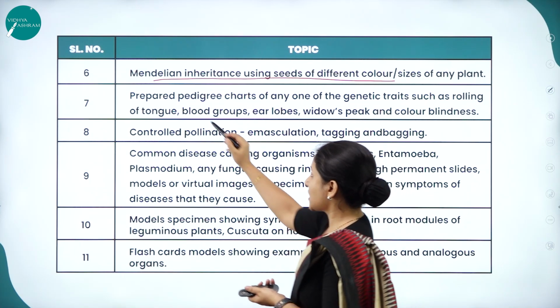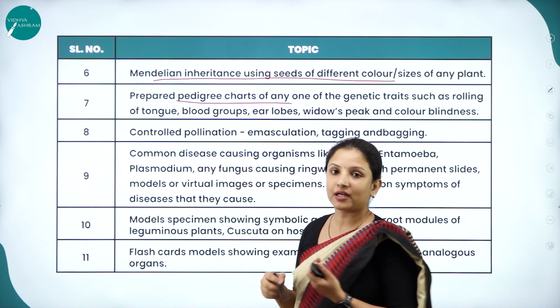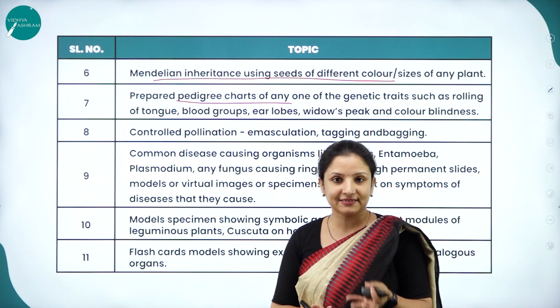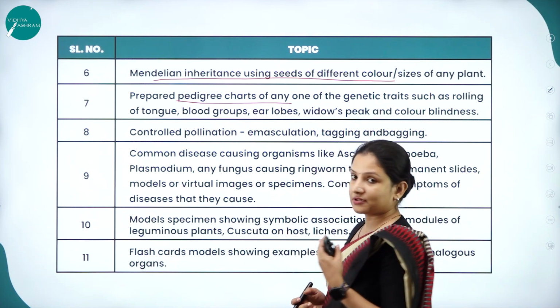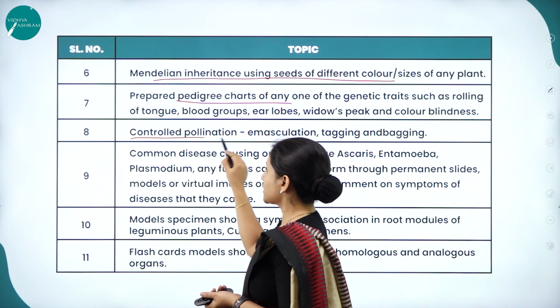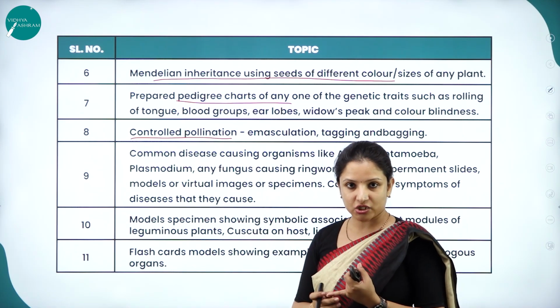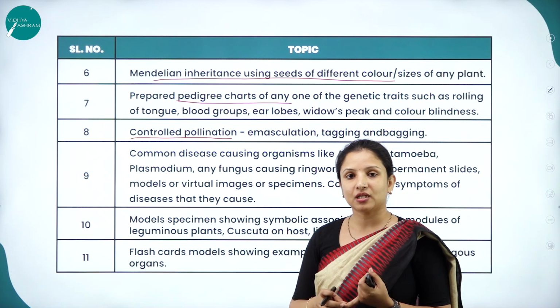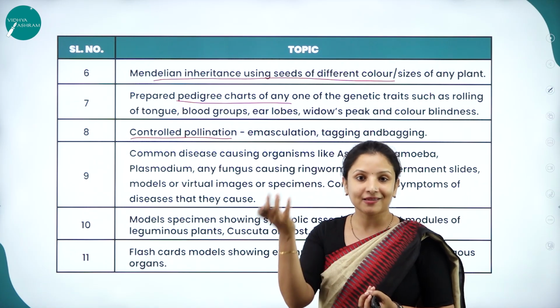Next is pedigree charts will be kept, wherein you have to identify the pedigree charts for different diseases and all that. You need to ask for certain genetic traits. It will be kept. Next is controlled pollination will be kept, wherein emasculation will be done. Emasculation is nothing but a flower will be kept wherein the anthers will be removed.